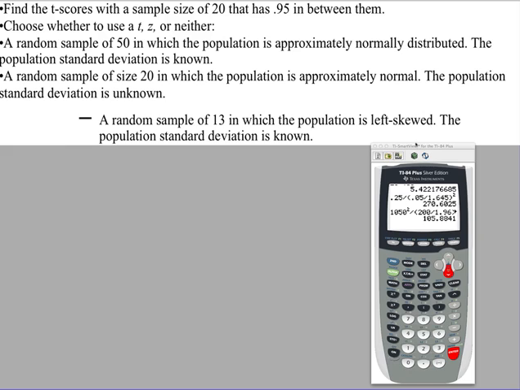The next one's about t's. This is when our standard deviation is not known, so this is unknown. Also we have to be comfortable with this thing called the central limit theorem. The central limit theorem says n has to be 30 for the distribution of x bars to be normal. So n has to be 30 or more.